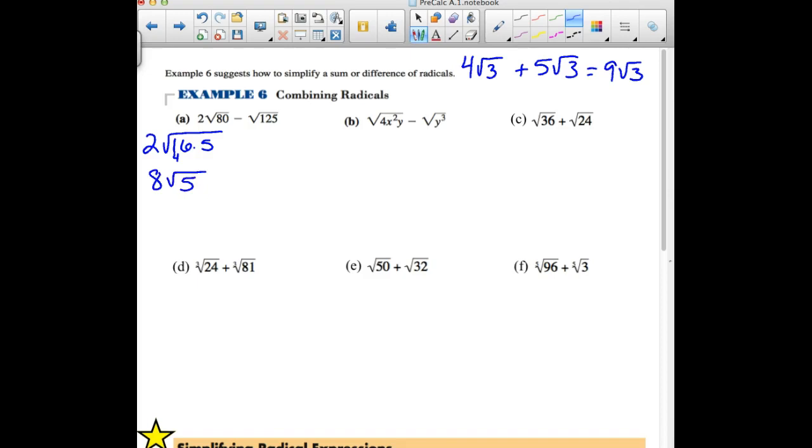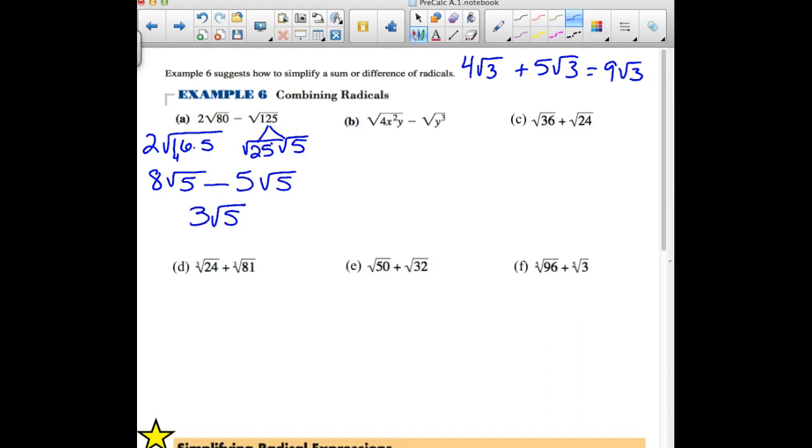In the second term, the square root of 125, we can break that into 25 and 5. Square root of 25 is just a plain 5. We still have the root 5 left as well. Now you look at those and they match. They both have a square root of 5, so we can actually do the subtraction. 8 square roots of 5 minus 5 square roots of 5 would be 3 square roots of 5.